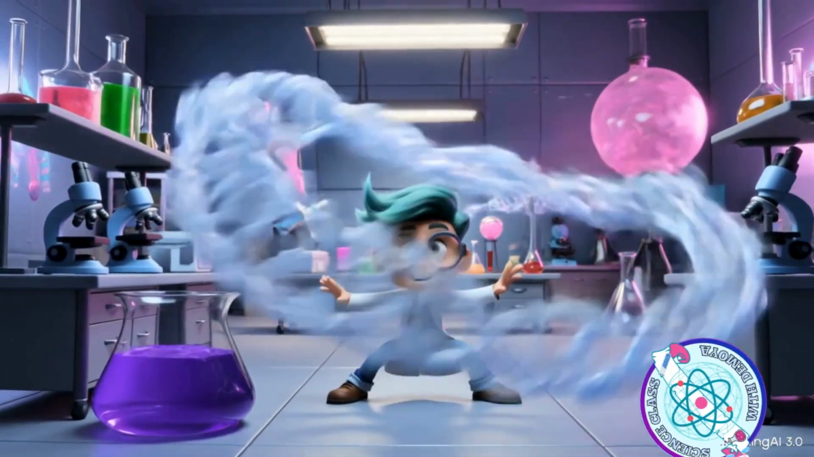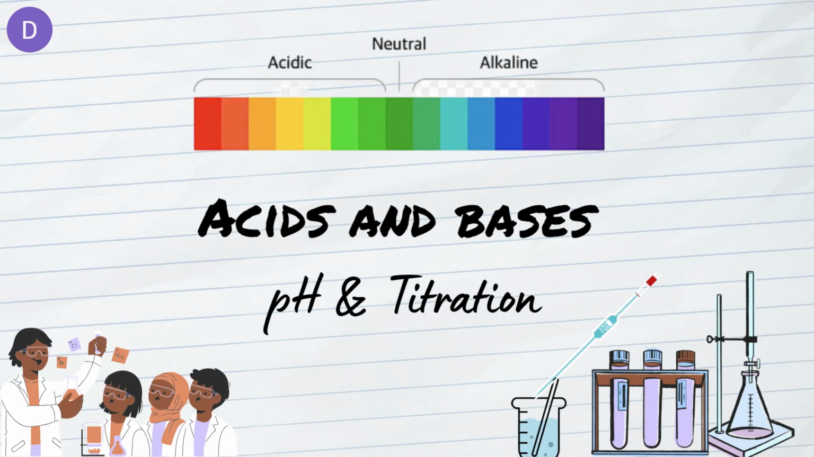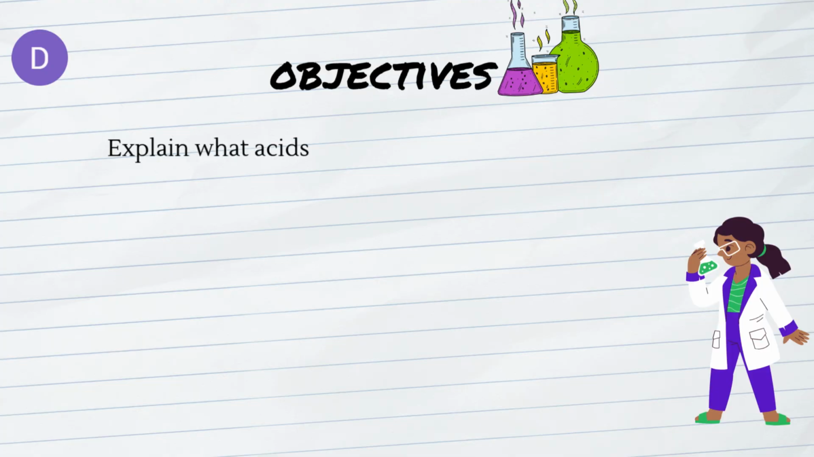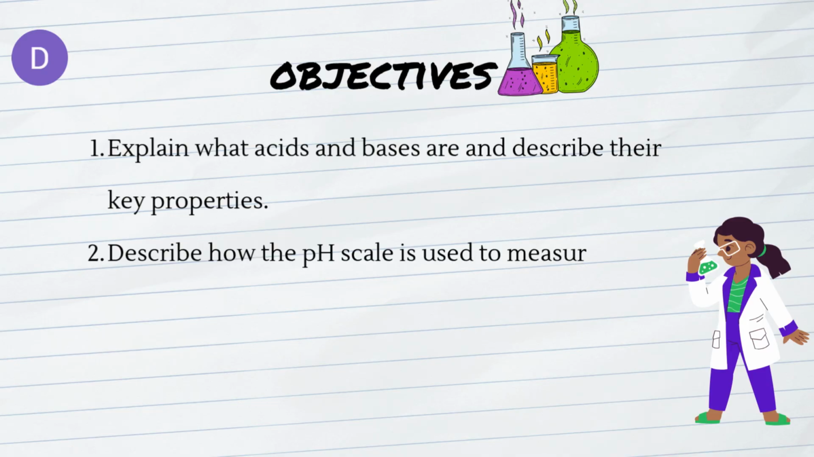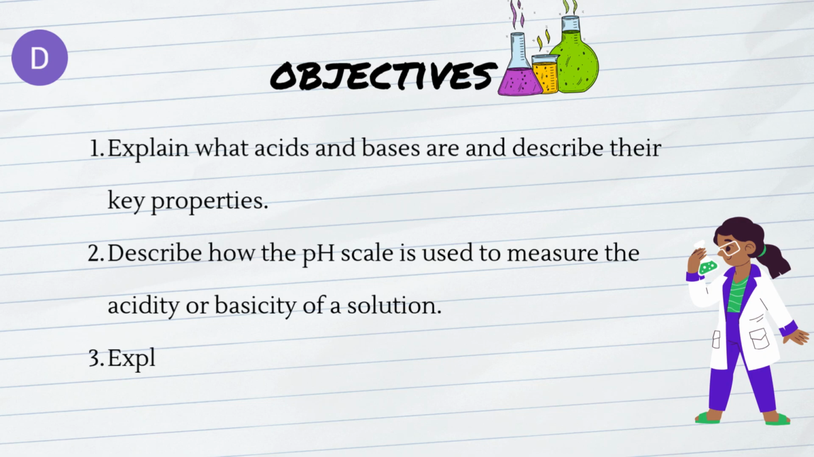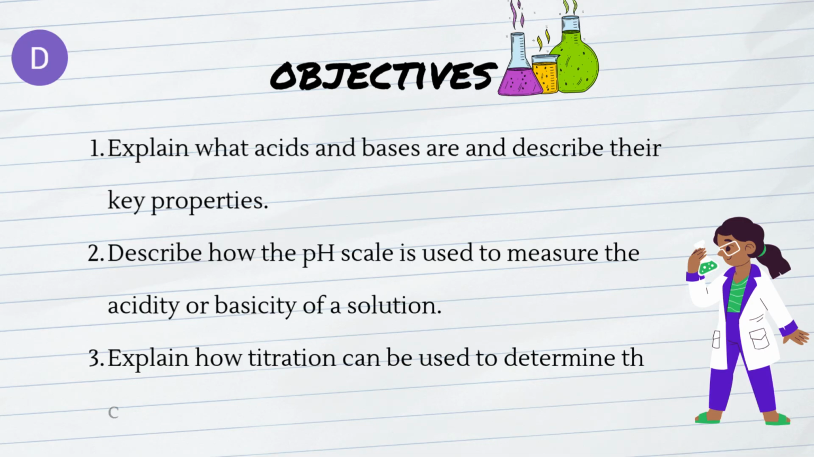Biology and chemistry. Today, we will be talking about acids and bases based on pH and titration. By the end of this lesson, you will be able to: 1. Explain what acids and bases are and describe their key properties. 2. Describe how the pH scale is used to measure acidity or basicity of a solution. 3. Explain how titration can be used to determine the concentration of an unknown solution.